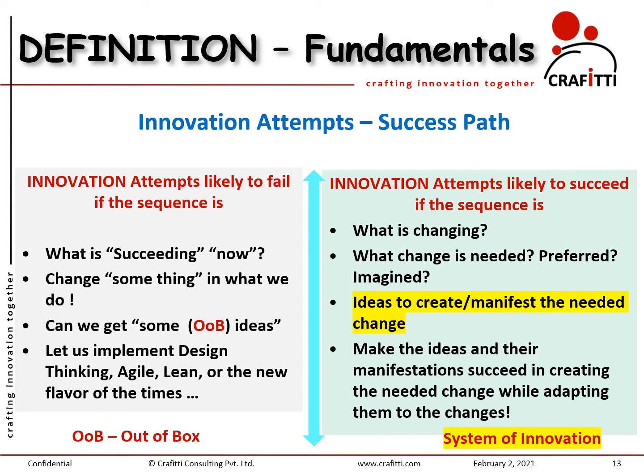Here is another path, the second path, which says to first look at what exactly is changing. The second path, which we believe will help you succeed in the innovation attempt that you are going to do. What is changing is the first question. Then we of course talk about what change is needed, preferred or imagined, the pin change. First question is what is changing? What exactly is changing? And then when you have written the pin change, or highlighted the pin change that you need, you then need ideas to create or manifest the needed change.